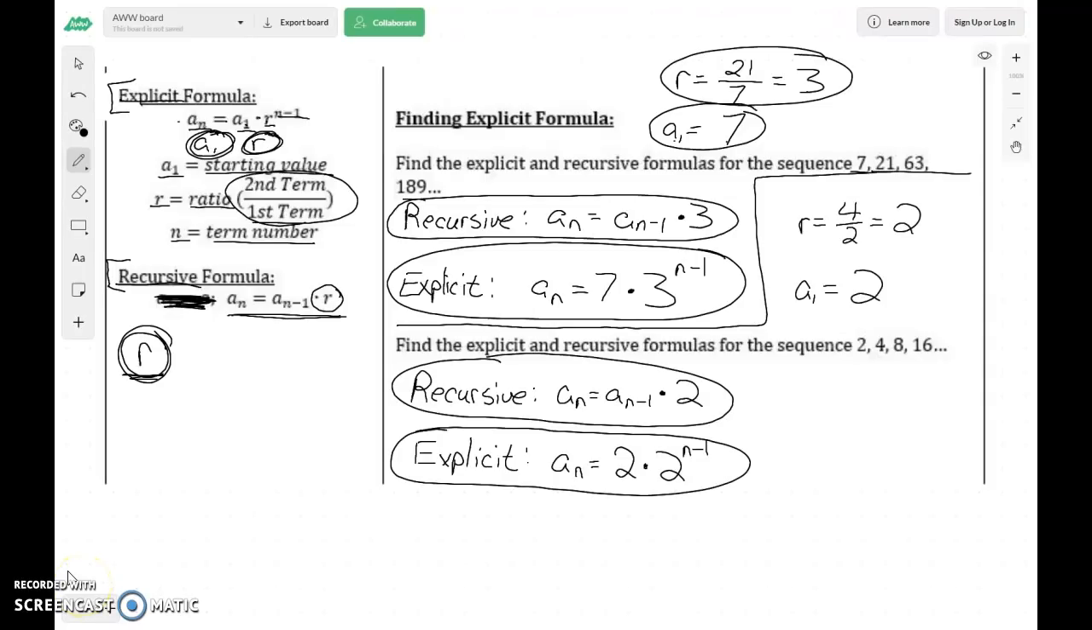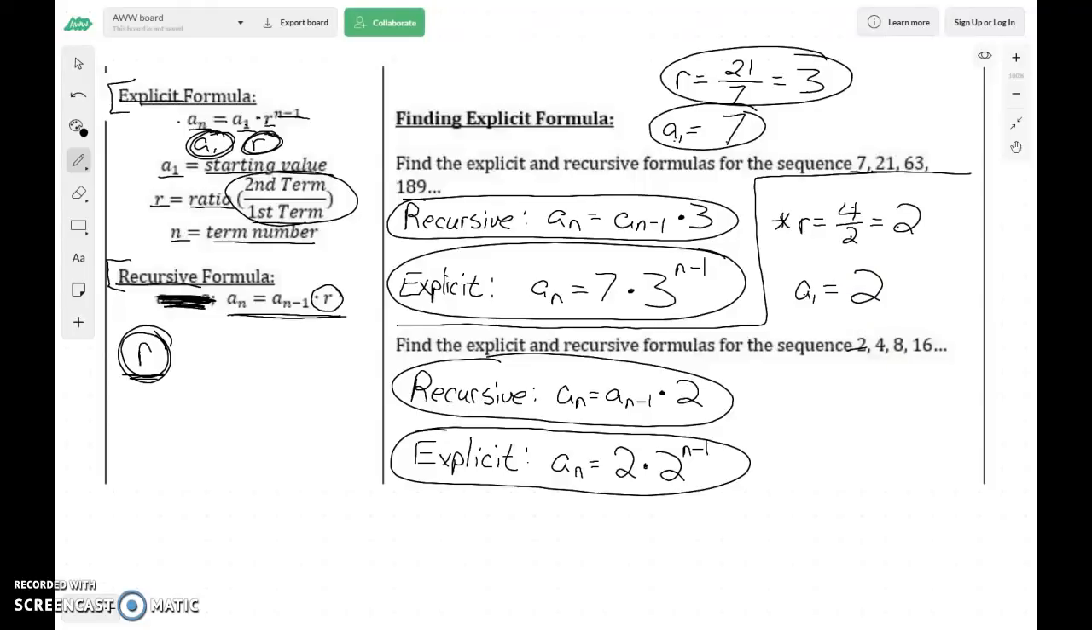Alright, so looking at this problem, we found that with the sequence 2, 4, 8, 16, our common ratio, and I wrote it up here at the top, so don't get that confused with the other problem, is going to be the second number 4 divided by the first number 2, and 4 divided by 2 gives me 2. Then I figured out the first term in my problem was going to be 2, so I wrote down the first term is 2.